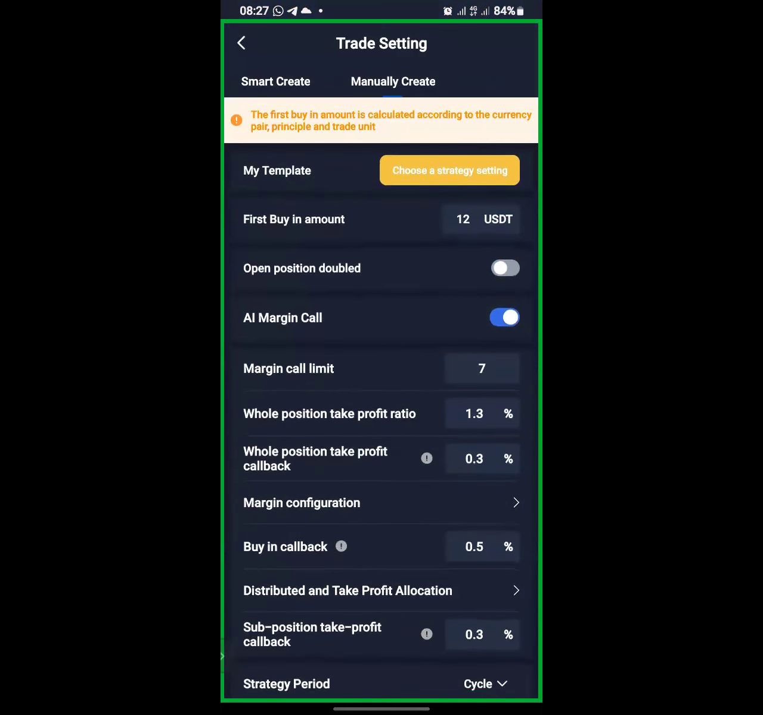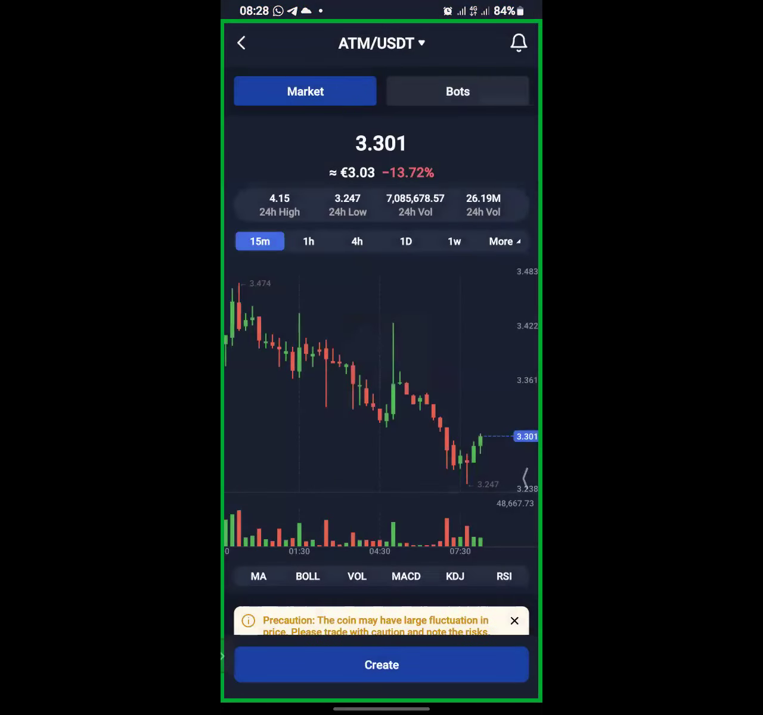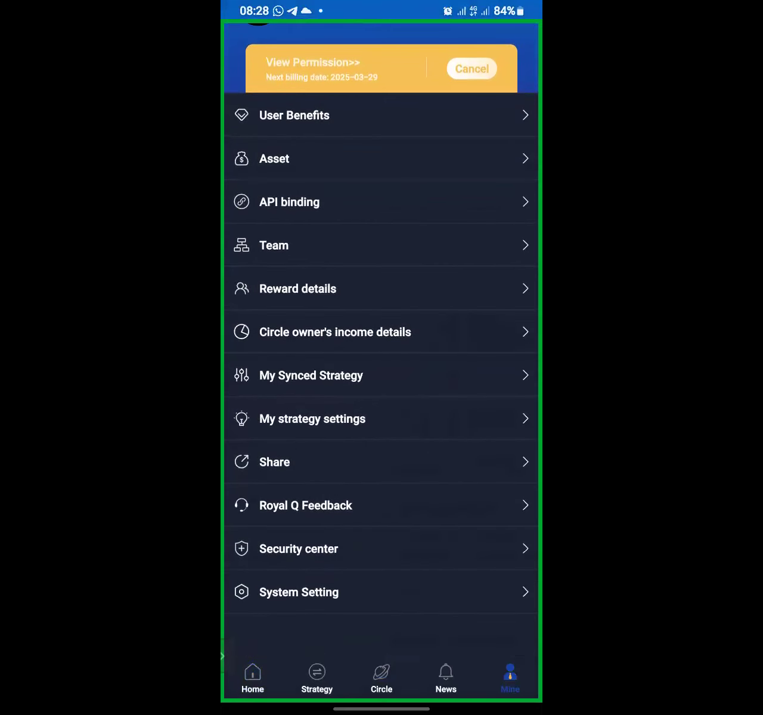Okay. I think let me start by this. I think this is better.